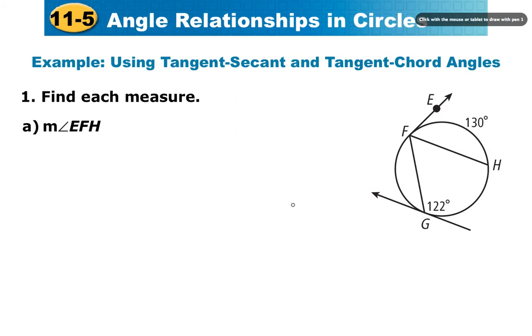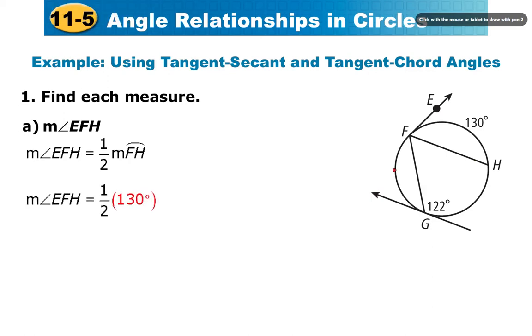Let's look at the first example. Just find each measure. They want you to find the measurement of angle EFH. So we're going to be applying theorem 11.5.1. You should be able to see once you apply the theorem, this is the equation that we have. The measurement of angle EFH is equal to half of this arc FH. We substitute, we get the following. So the answer is measurement of EFH is 65 degrees.